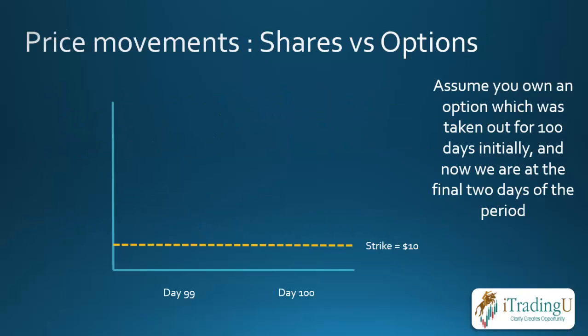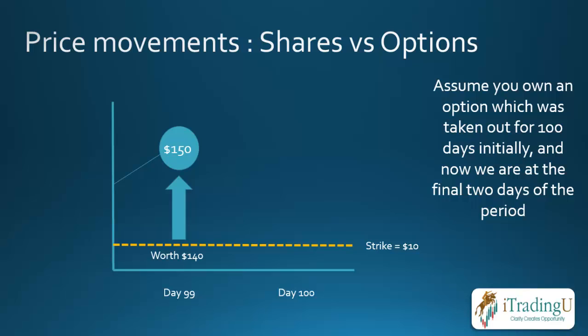Let's look at share price movements in relation to how an options price reacts to that. And in order to do so, I'm going to assume that you own an option that you took out a while ago. So originally the period was for 100 days, and we are now at the final 2 days of your options. So we have day 99 going and day 100 right after that. The option that you own was done at a strike rate of $10. So just to recap, a strike rate is the effective rate at which you're going to transact when you exercise your option. So in this case, when you exercise the option, you're going to spend $10 per share.